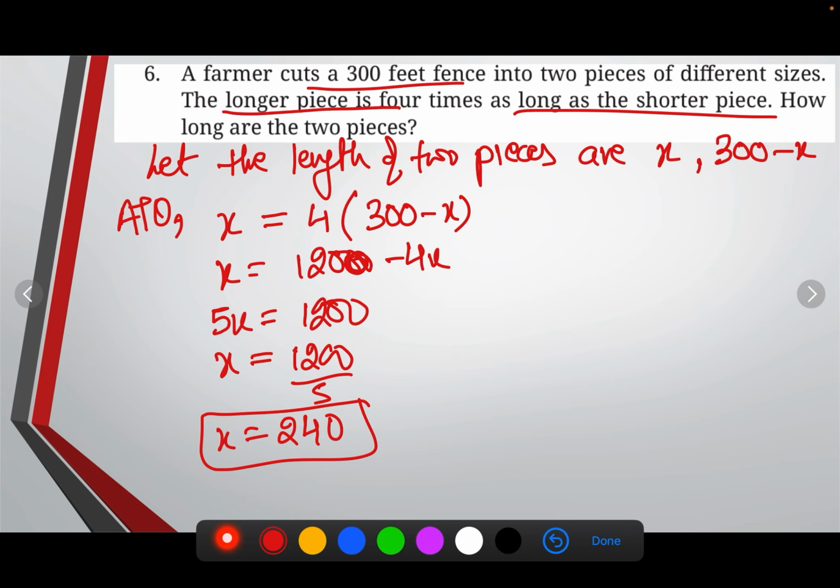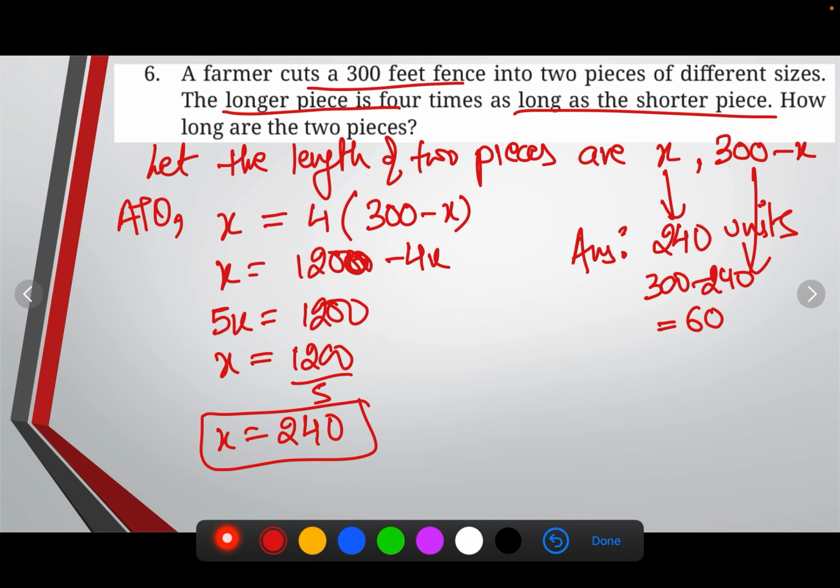So, what is the length for the two pieces? If I find out the answer here, it will come 240. Since no unit is given, I will not use meter. I will say 240 units, and 300 minus 240 is 60 units. I hope the question is clear. So the lengths of the two pieces are 240 and 60.